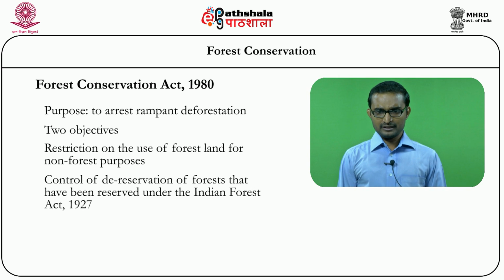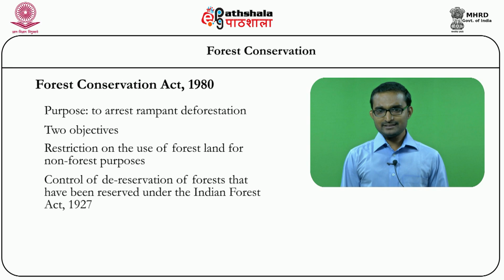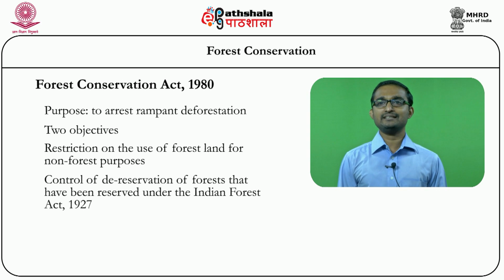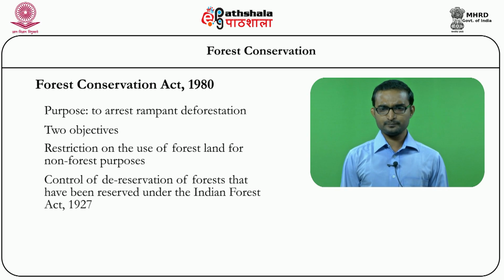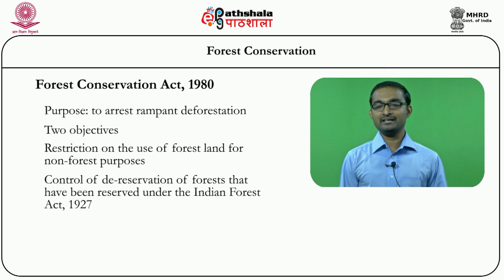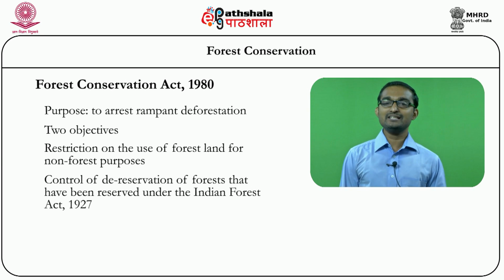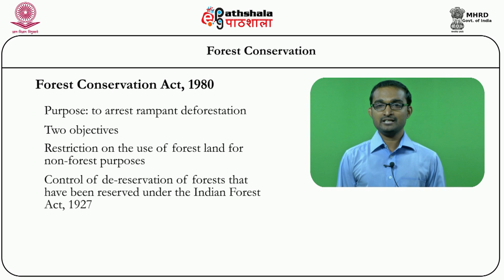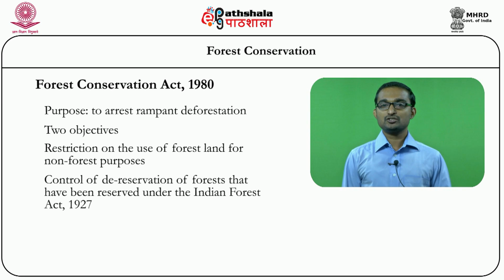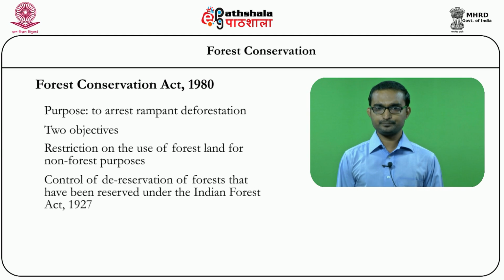Because the context of the second point needs to be understood. For example, the reason why the Forest Conservation Act 1980 focuses on control of de-reservation of forest is because in the aftermath of 1927, it was easy for the state to de-reserve forest if they needed it for various other purposes. So the Forest Conservation Act sought to control that activity on the part of the state governments.